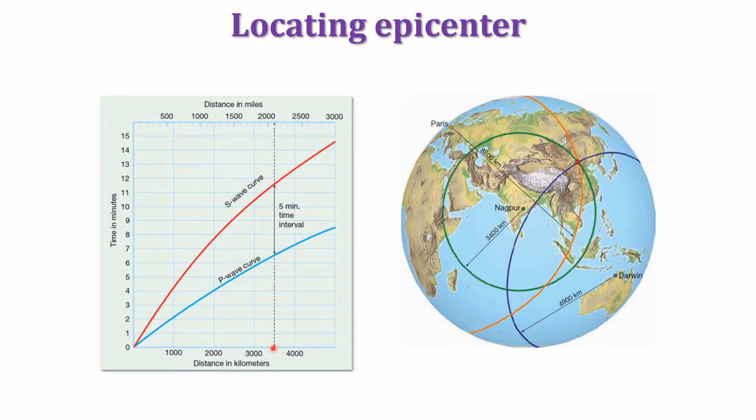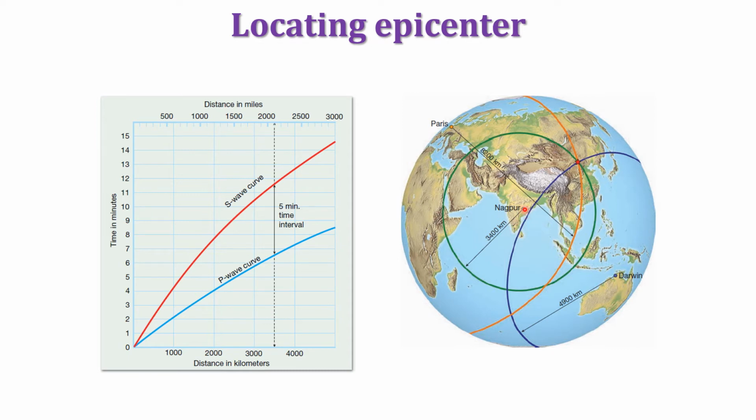and we will be able to get the distance of the seismic station from the epicenter based on the difference in the time of arrival of P wave and S wave. So, kung 5 minutes yung difference nila, dito siya maglaland, and the reading over here is 3,400 kilometers. So actually, this is the reading for the Nagpur seismic station.